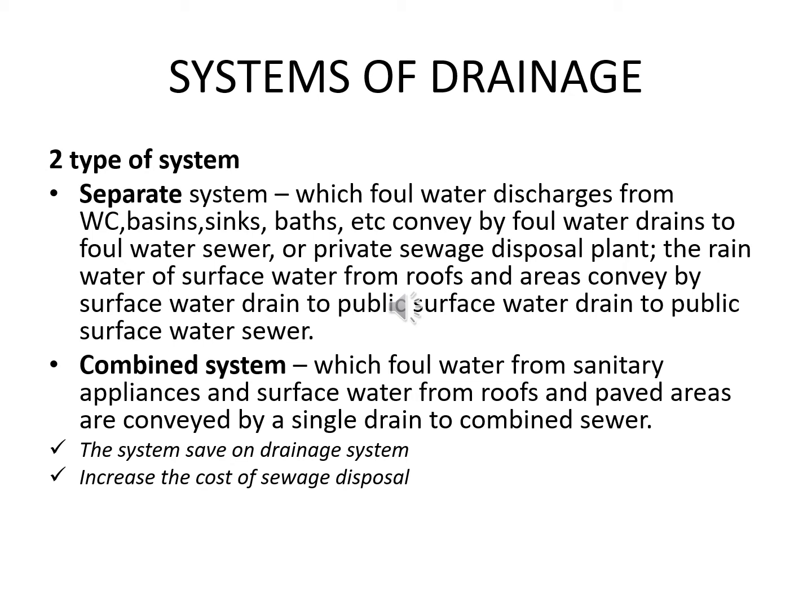Meanwhile, the combined system is the system in which foul water from sanitary appliances and surface water from roofs and paved areas are conveyed by a single drain to a combined sewer. The combined system is the system safe on drainage system but increases the cost of sewage disposal.